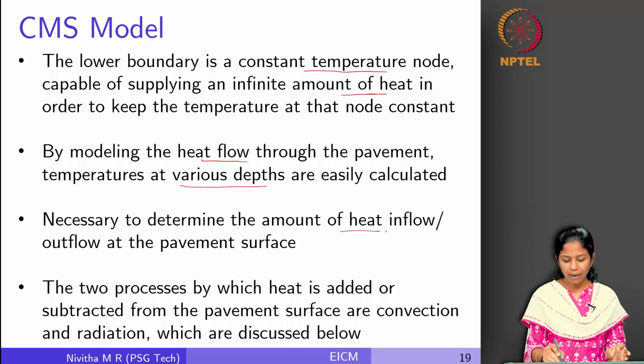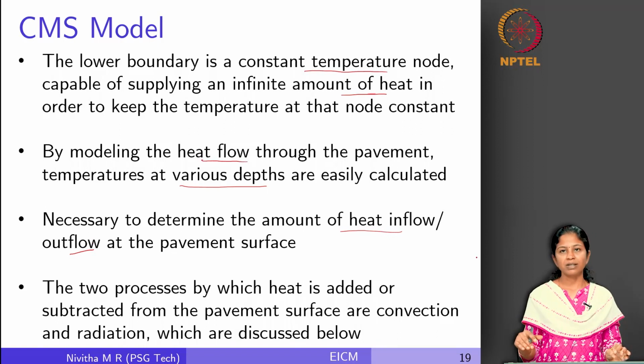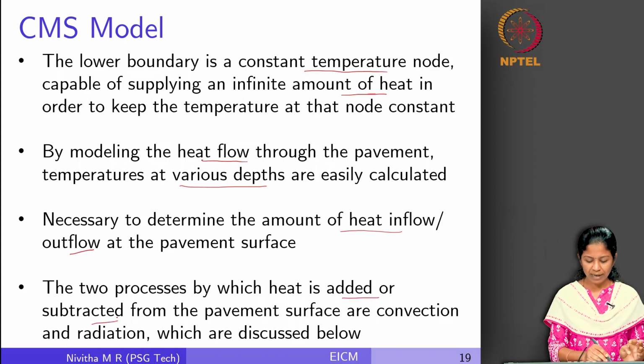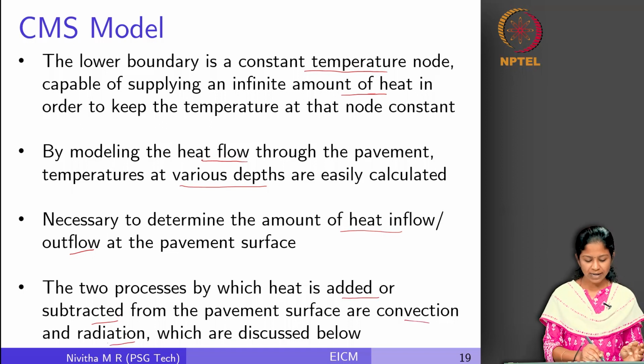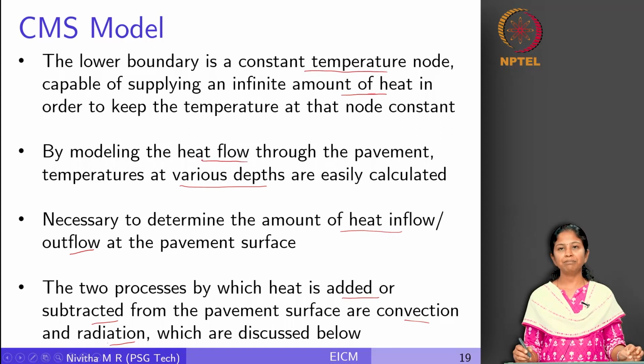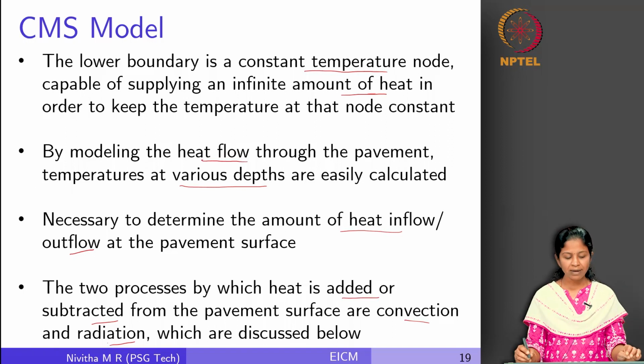So it is necessary to determine the amount of heat inflow and outflow at the surface. We said the bottom temperature is a constant. So only if we calculate the temperature which is received by the top surface or emitted by the top surface, we will be able to calculate the profile, the temperature gradient across the depth carefully. So there are two processes by which heat is added to or subtracted from the pavement, which is convection and radiation. We said conduction happens between layers. So the interaction between the atmospheric conditions and the surface of the pavement is through convection and radiation only.